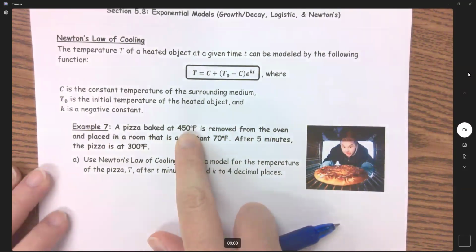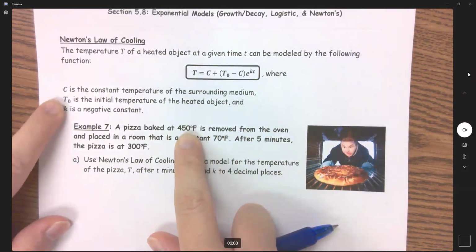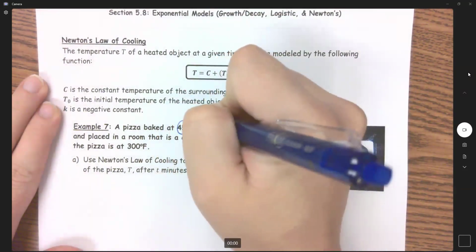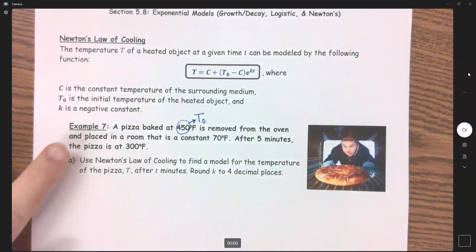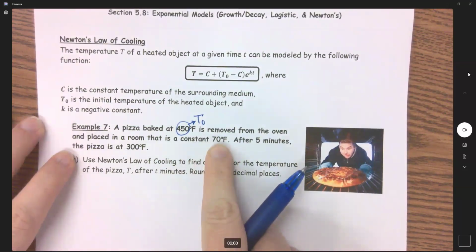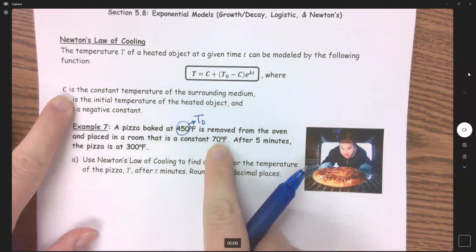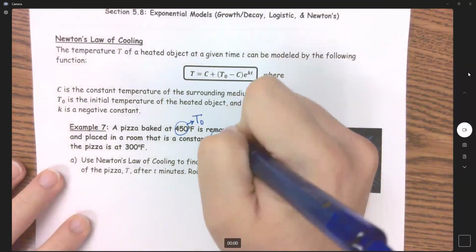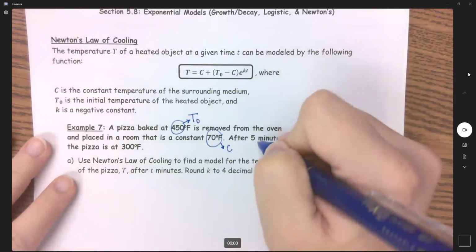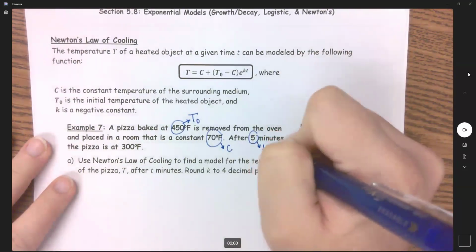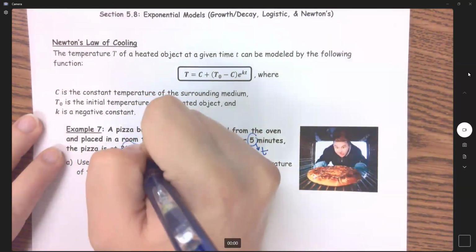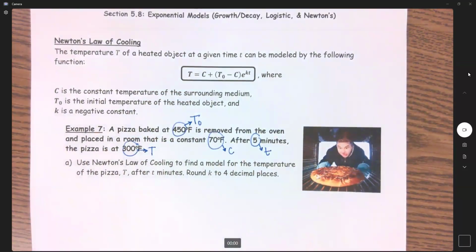We have 450, and that's going to represent the initial temperature of that heated object. So this is our T naught. It is removed from the oven and placed in a room at a constant 70 degrees Fahrenheit. C is the constant temperature of the surrounding medium, so here is my C. After 5 minutes, there is t. The pizza is now at 300, so there is my T.